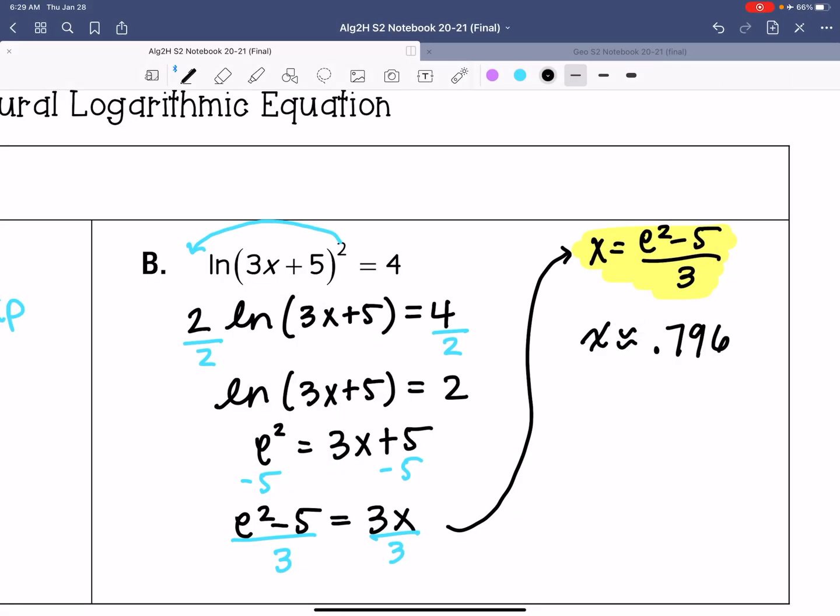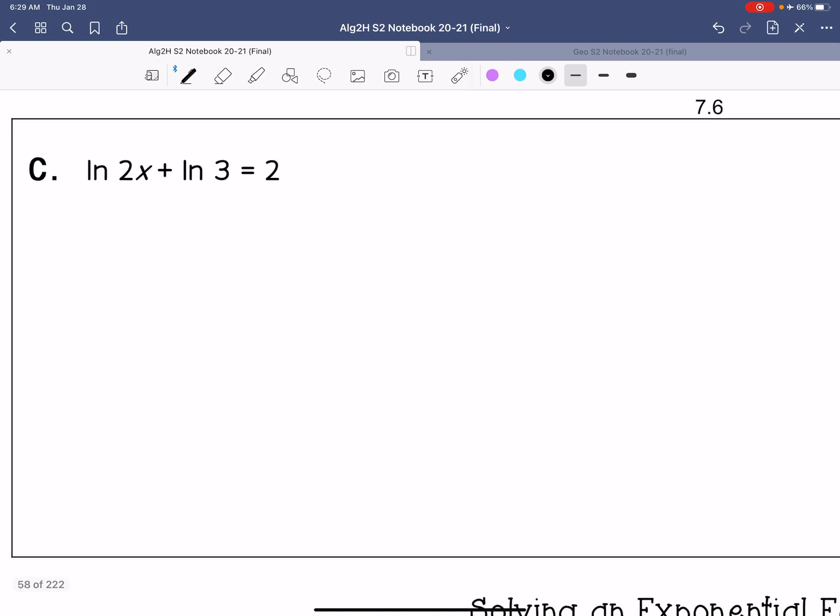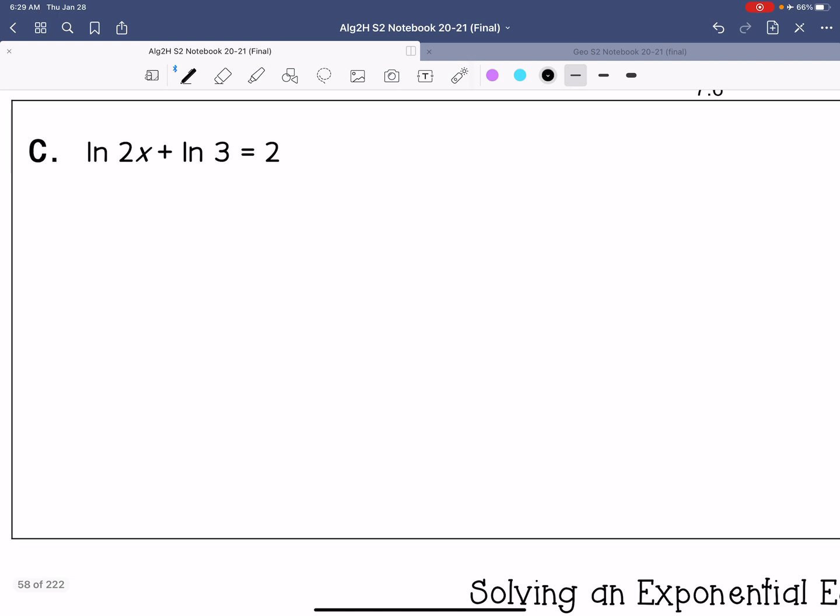All right. Okay, let's go ahead, pause the video here. I want you guys to attempt this one all by yourself. I'll give you a hint. So this is currently in 2 different natural logs. What I want you to do is condense it into one natural log, isolate, and solve.